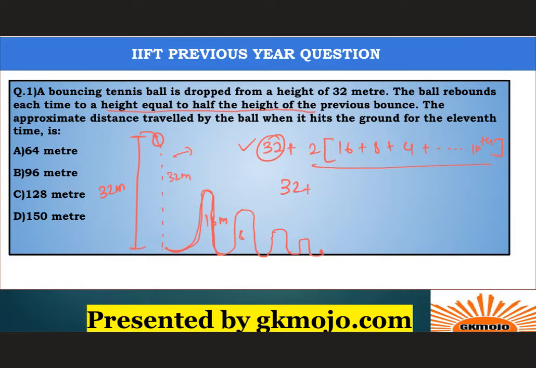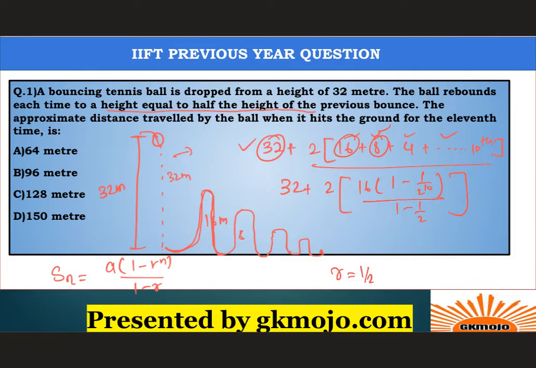Now this is 32 plus 2 times the sum, and this is a GP with common ratio 1 by 2. If you take this term and its preceding term, the ratio will be 1 by 2. So just apply the formula for the summation of a GP, which is A into 1 minus r to the power n upon 1 minus r. So you'll get A, that is 16, into 1 minus 1 by 2 to the power 10, upon 1 minus 1 by 2. When you solve this completely, you'll get 96 as your final answer, which is option B.